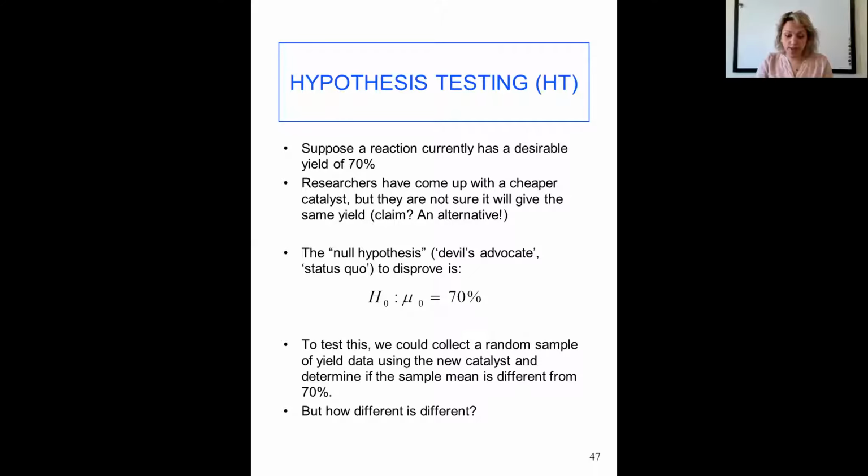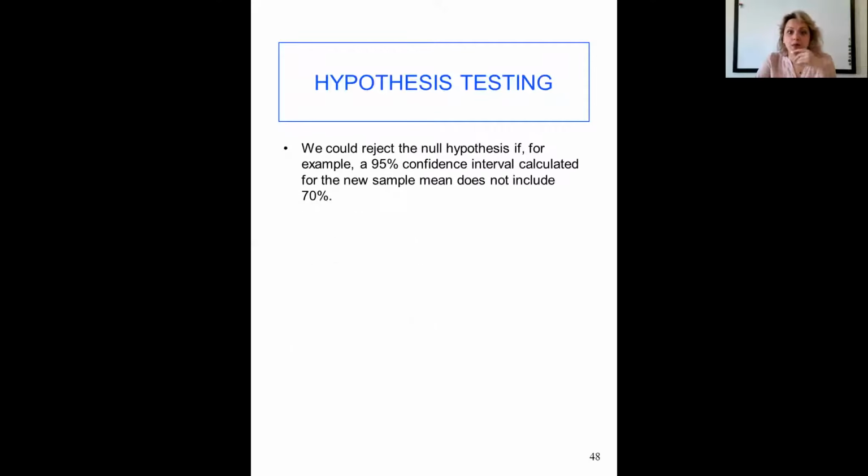For finding out whether mu null is not equal to 70%, what we need to do is gather data. So to test this, we could collect a random sample of yield data using the new catalyst and determine if the sample mean is different from 70%. We want to know whether mu null is not equal to 70% or not. But the next question is, when we say it is different from 70%, how different is different? With hypothesis testing, we are going to answer that.